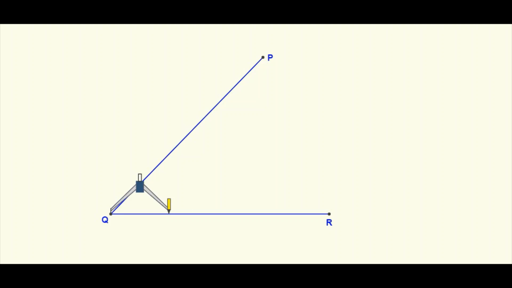What you're going to do is to open your compass to a convenient radius, right? So note there that my compass is at a convenient radius. You're going to scribe an arc that intersects the line segment RQ and also the line segment PQ, and this is how you would do it.